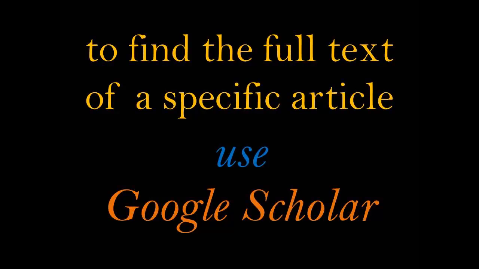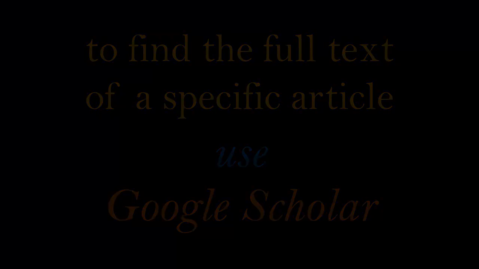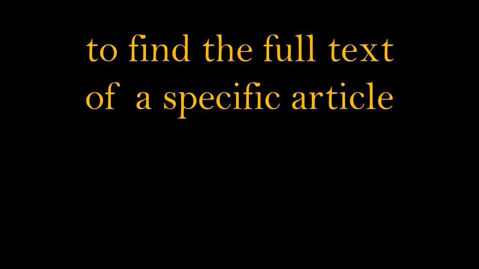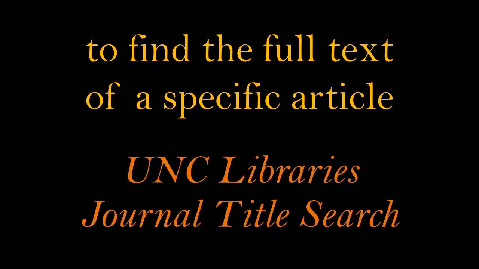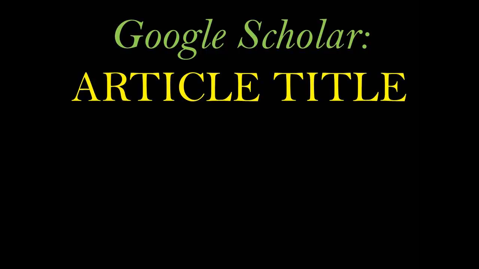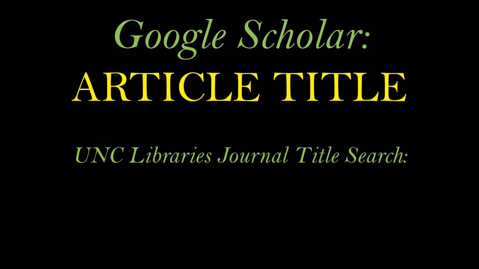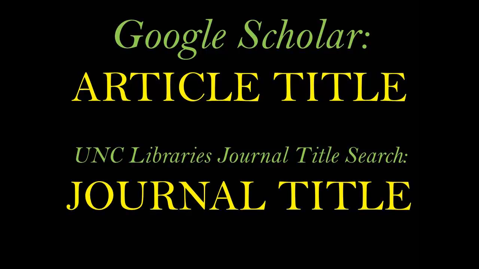You already know the more difficult way of finding an article from a citation. Now you'll learn the easy way. And yes, you still need to know how to find articles by citation the more difficult way through the UNC libraries, because you won't always find the article you are looking for through Google Scholar. To find an article through Google Scholar, you need to know the name of the article. When you search through UNC Libraries Journal Title Search, you need to know the journal title.